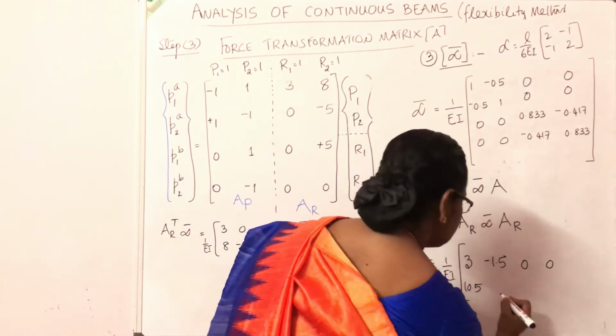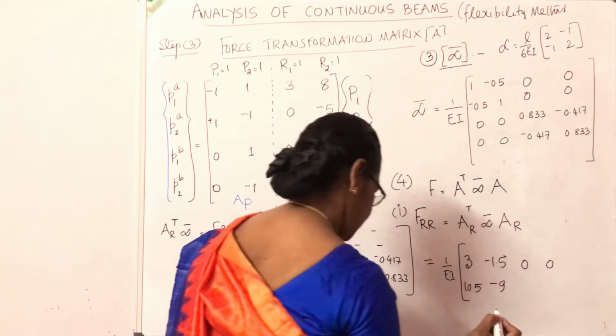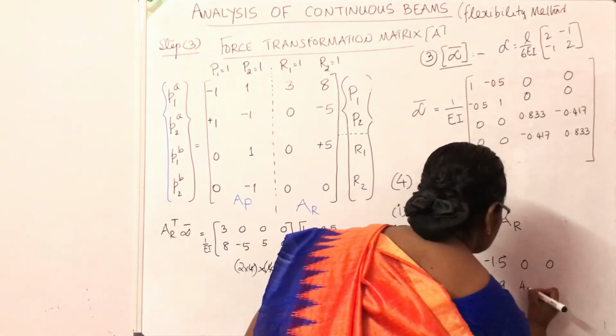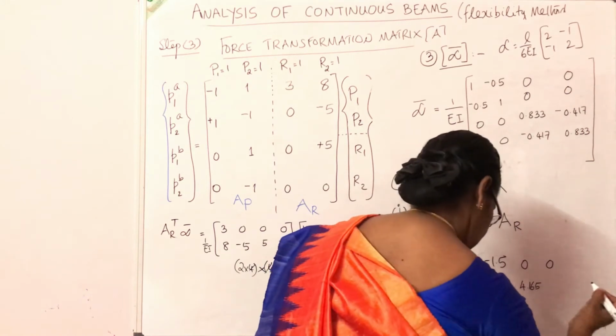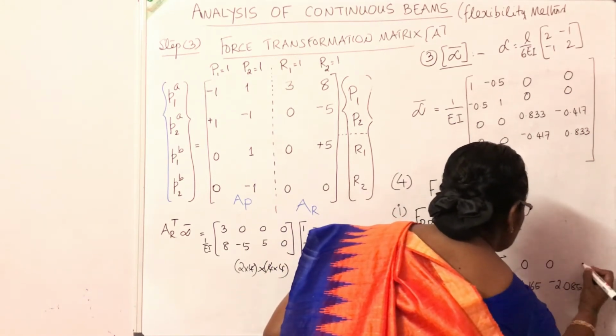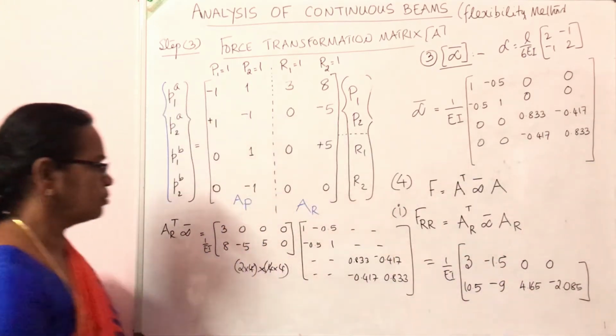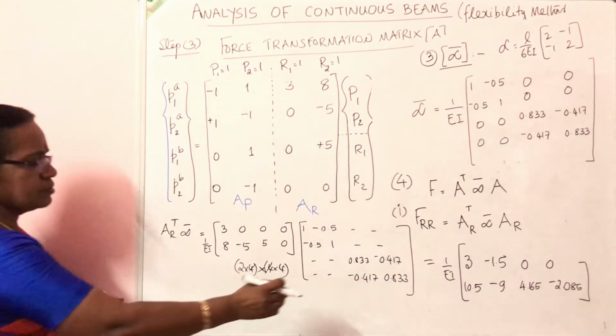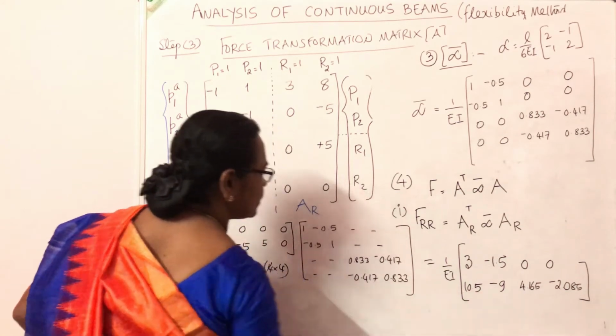The second term, minus 9, 4.165, minus 2.085. So it is a 2 by 4 matrix. This is recorded for us, so I keep it here.